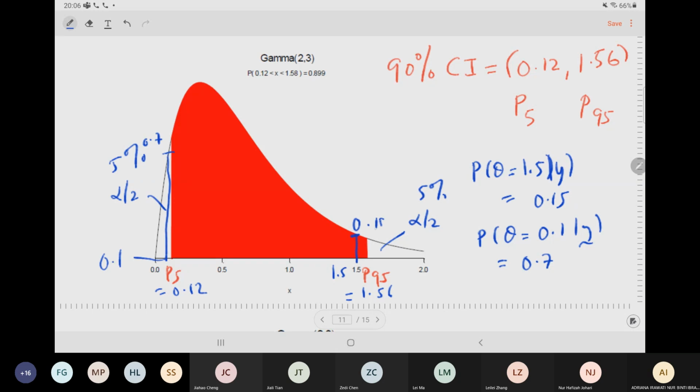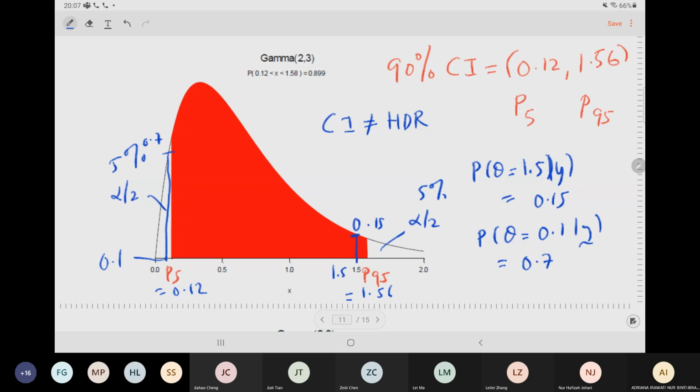So the density inside the interval is actually much lower than the density outside the interval. So here your credible interval does not equal your highest density region. And this is because you can see the gamma is a very skewed distribution. It's not symmetric. That's why the credible interval is not equal to your highest density region, because there are a lot of areas inside the interval which are lower in density than outside the interval.